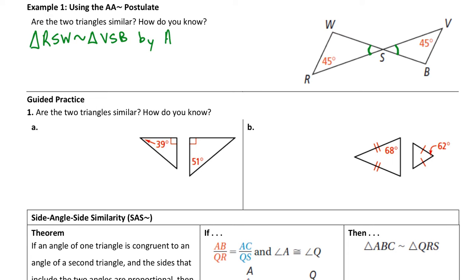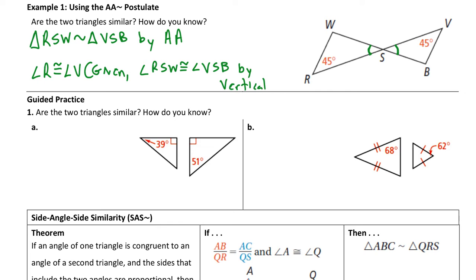by AA. Angle R is congruent to angle V because that is given, and I'm going to be careful with how I name these angles. Angle RSW is congruent to angle VSB by vertical angles. Those are vertical angles. So we can say those triangles are similar by AA. Two pairs of angles are congruent.